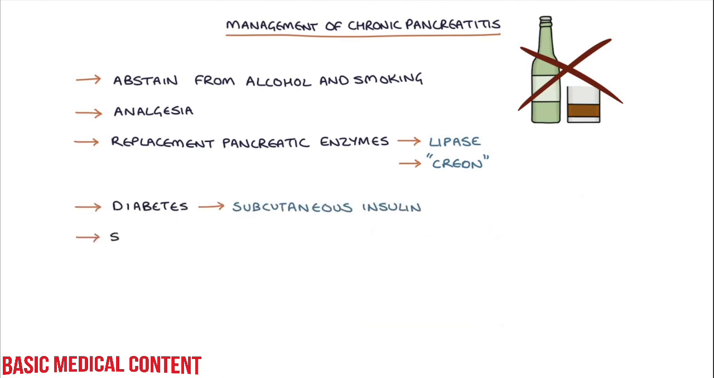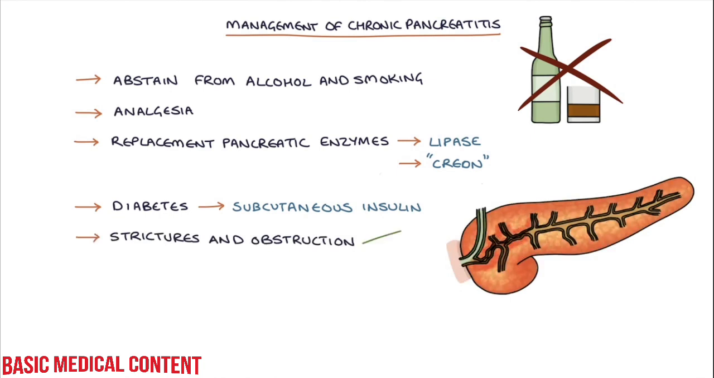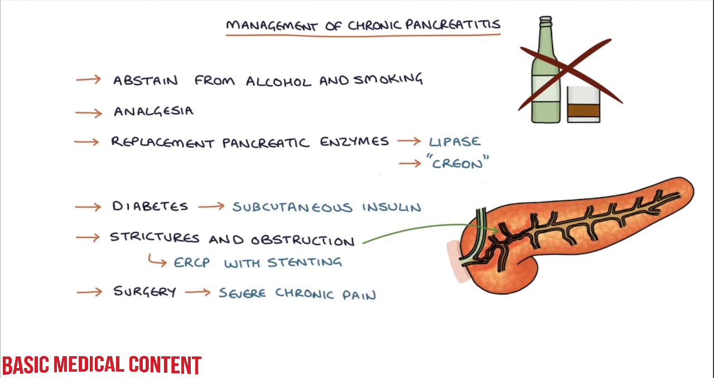If the patient has strictures and obstruction to the biliary system and the pancreatic duct, an ERCP procedure with stenting can be used to treat these. And surgery may be required by specialist centres to treat complications that develop, such as severe chronic pain, where the patient may benefit from draining the ducts and removing inflamed pancreatic tissue, obstruction of the biliary system and the pancreatic duct, pseudocysts, and abscesses.